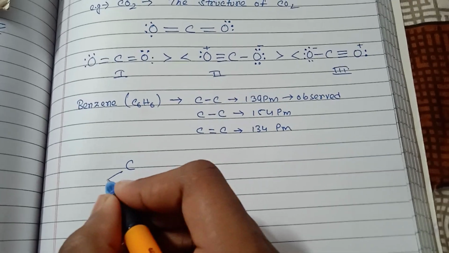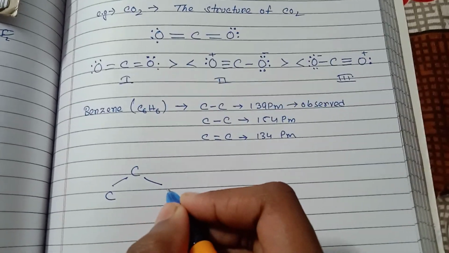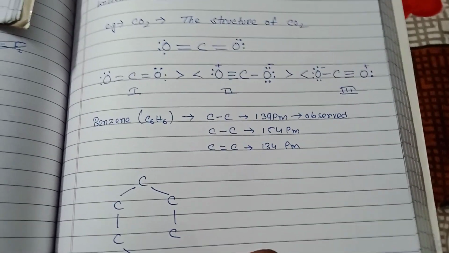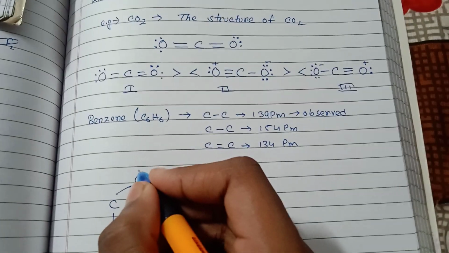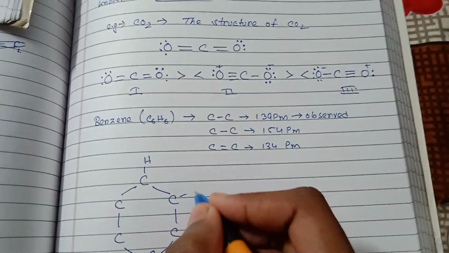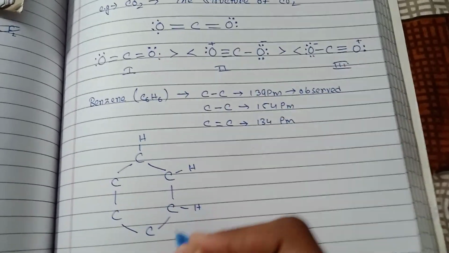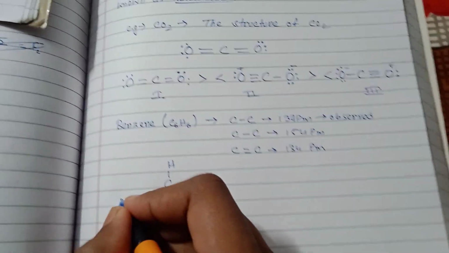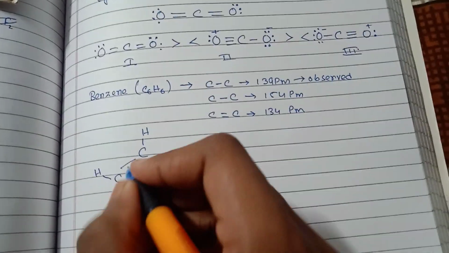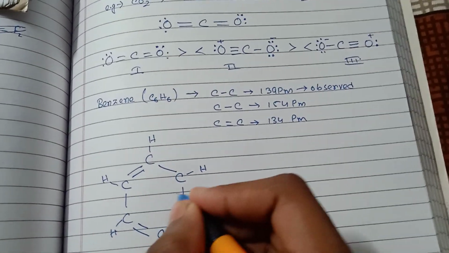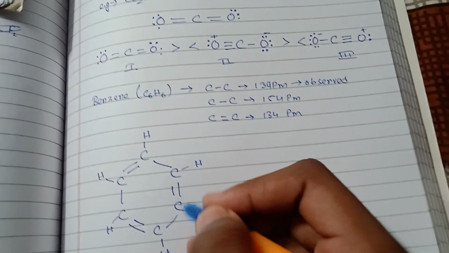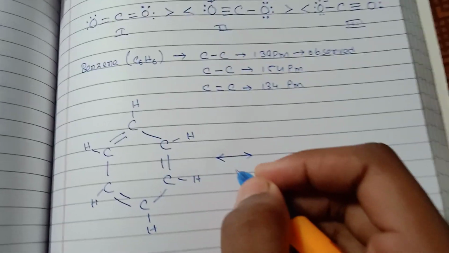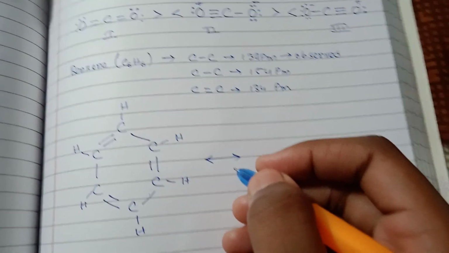Carbon 1, 2, 3, 4, 5 and 6. Give a hydrogen to all of them. Total 6 hydrogens and 6 carbons will be there in a benzene. And alternate double bonds here, here, and here, one after another. Its resonance structure will be like this. Give a double-sided arrow and make the benzene again.